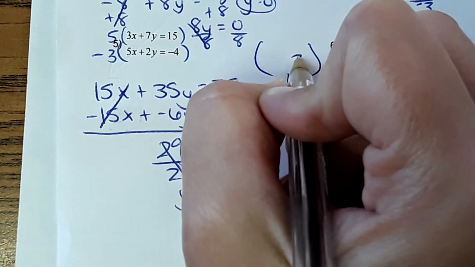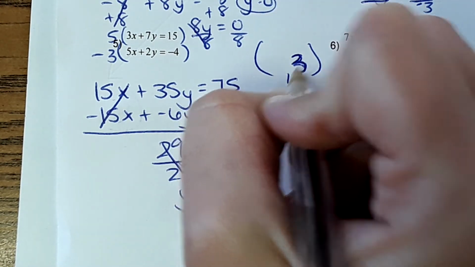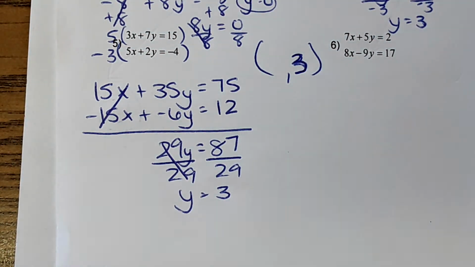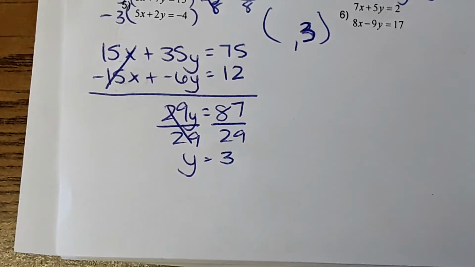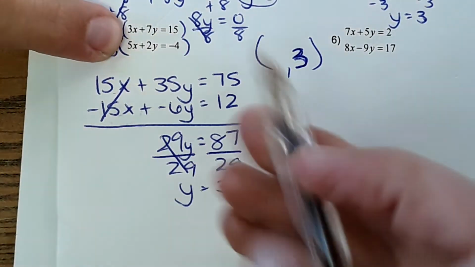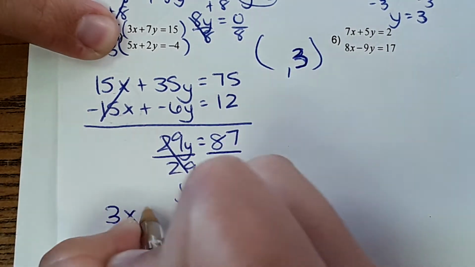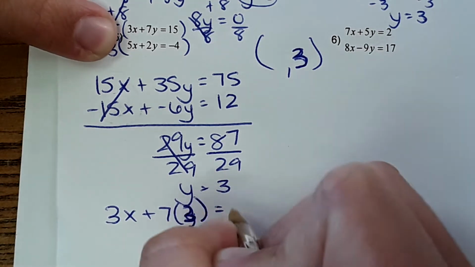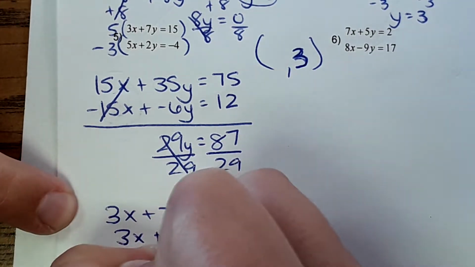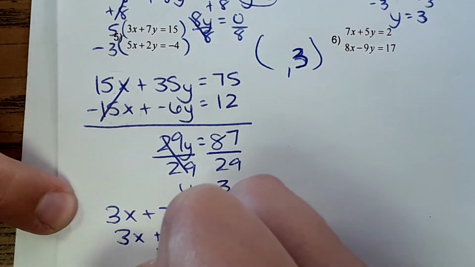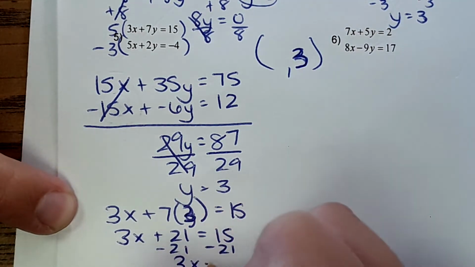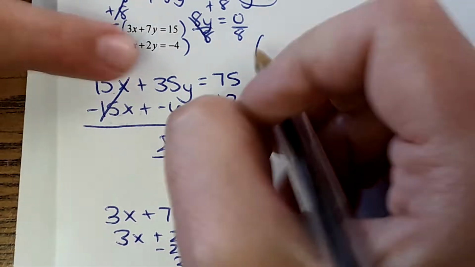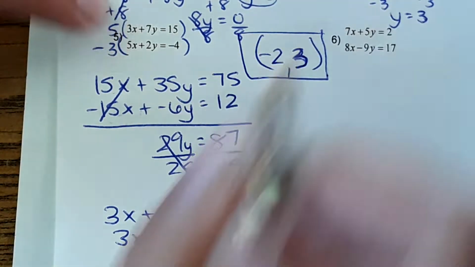So as far as my coordinates, I get the y coordinate of 3. If you did 2 and 7, then you would have gotten the x coordinate. And then once you get one of the coordinates, just plug it back into one of the equations and then solve for the other variable. That's 3 equals 15. And I get x equals negative 2.